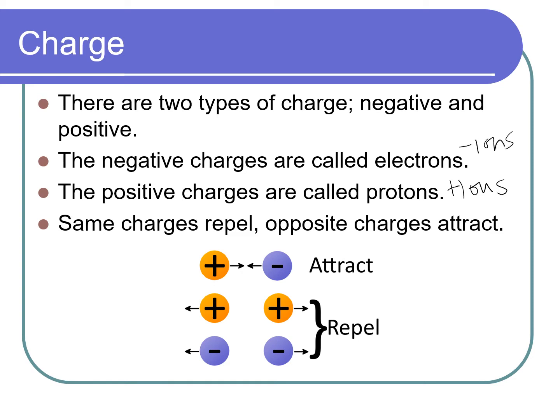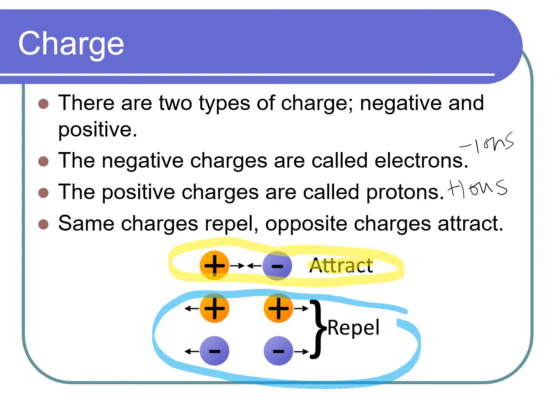If the two charges are opposite each other, they attract. So what you can see here is a positive and a negative. They're oppositely charged, so they attract. Whereas if things are the same charge, like here, two positives repel each other, and also two negatives repel each other. Okay, so you need to make a note of that. This is the basics of charge.